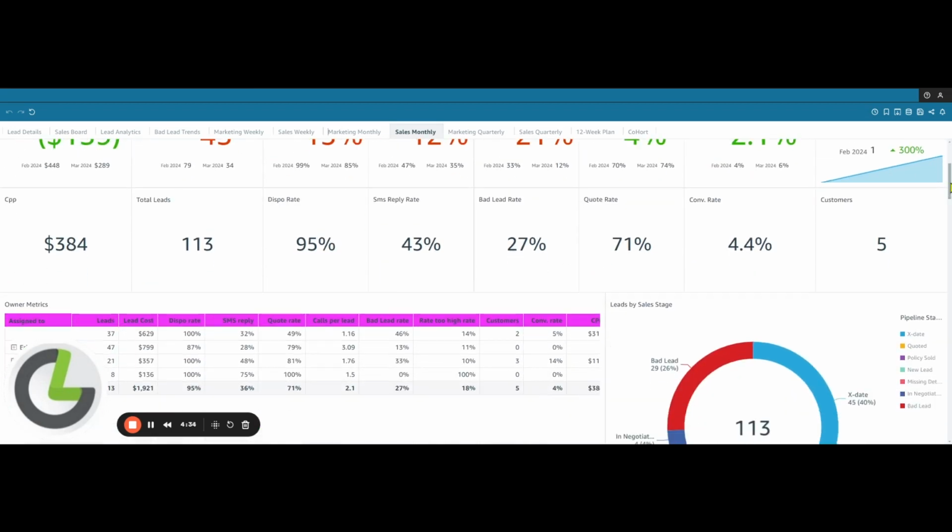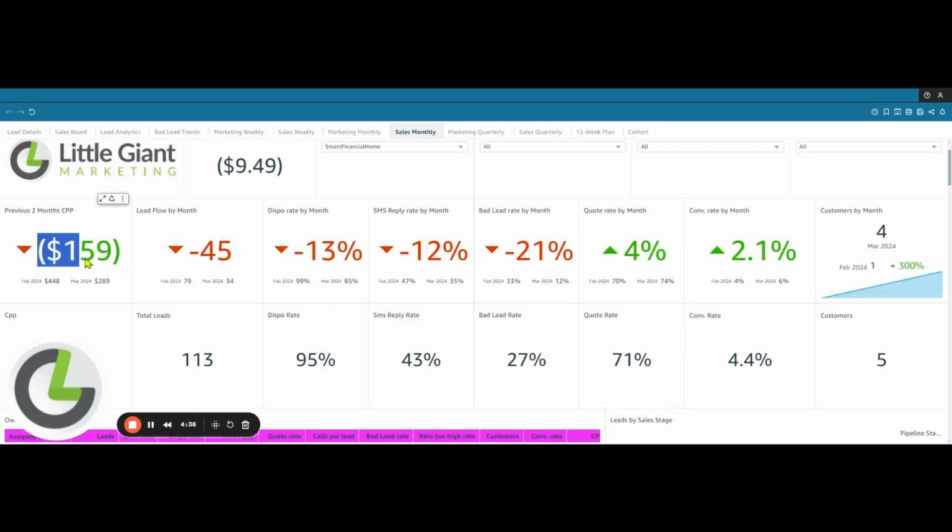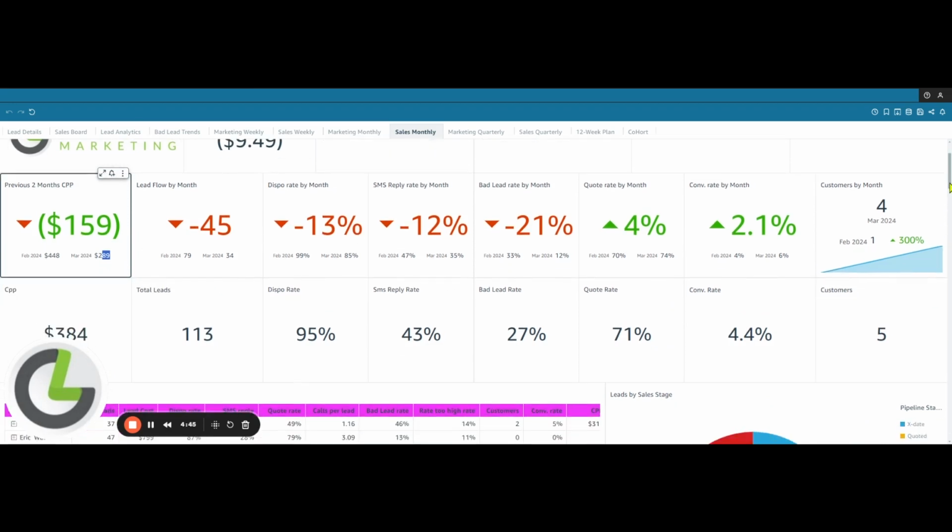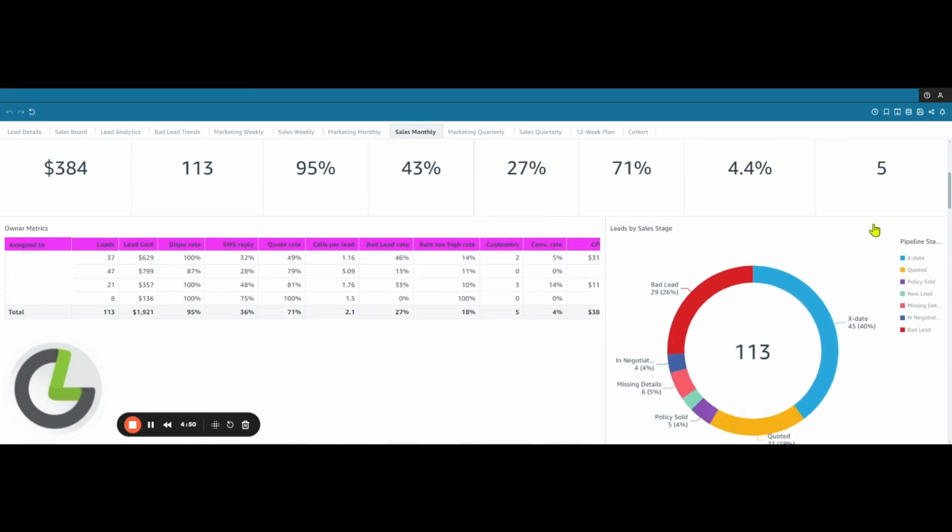And this is the same statistics. And we can also see the cost per policy on this side went down. So in February it was 448, March now 289. So again, we can see that trend, and it helps us when we make a change to see if it works there. So now we want to drill down.